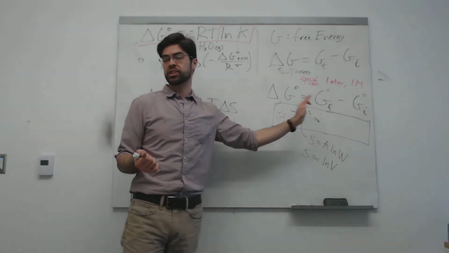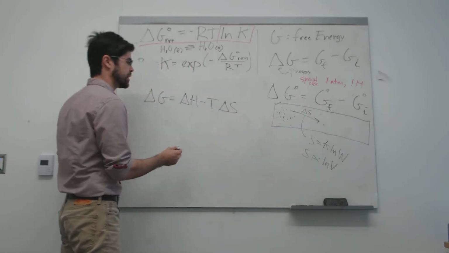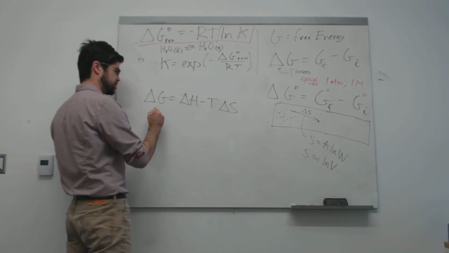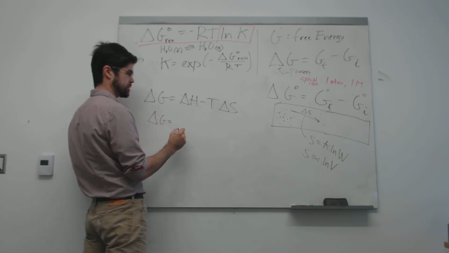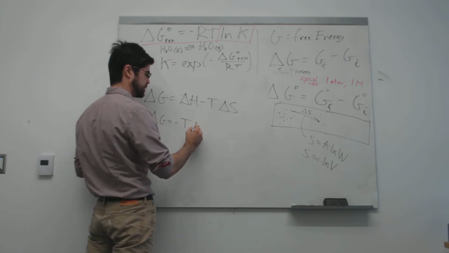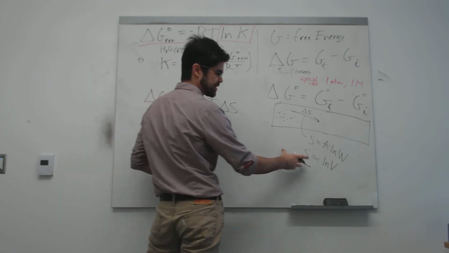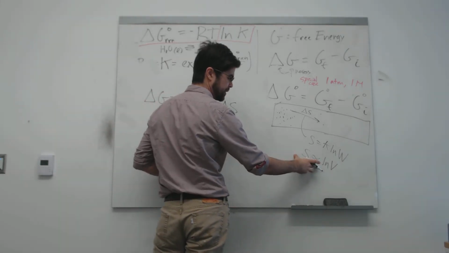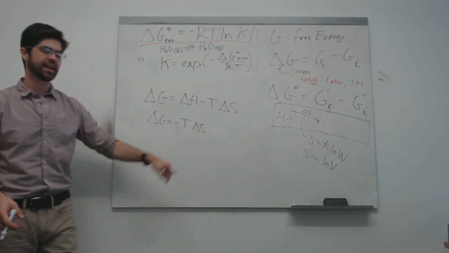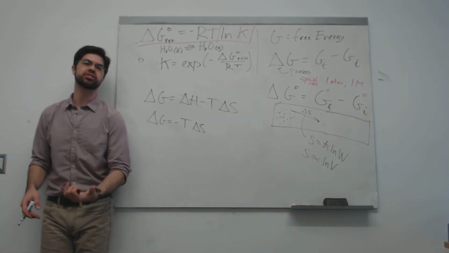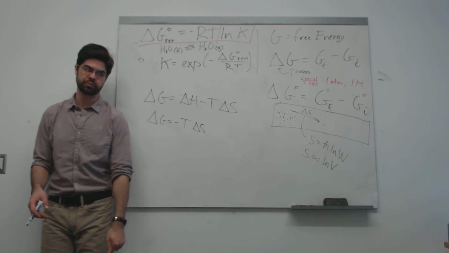Now, there might be no heat exchange in this process, so there's no enthalpy exchange, in which case we have delta G is equal to negative T delta S. So it's perhaps not too much of a logical leap here that the change in entropy is going to be related to any changes in concentration or changes in pressure.